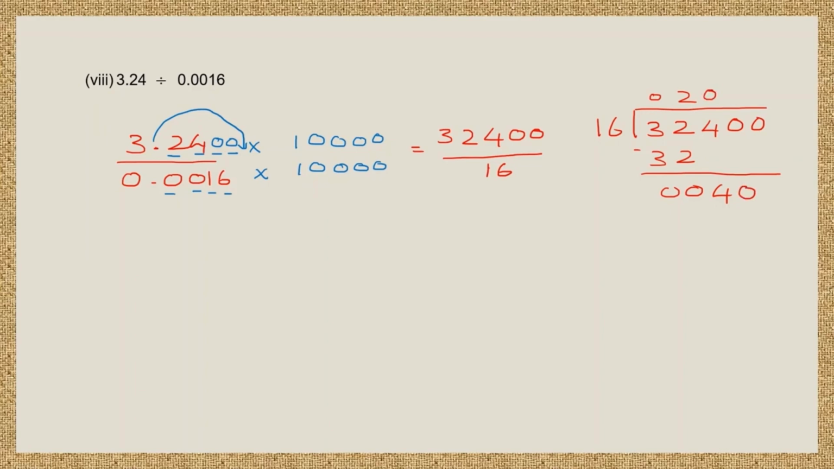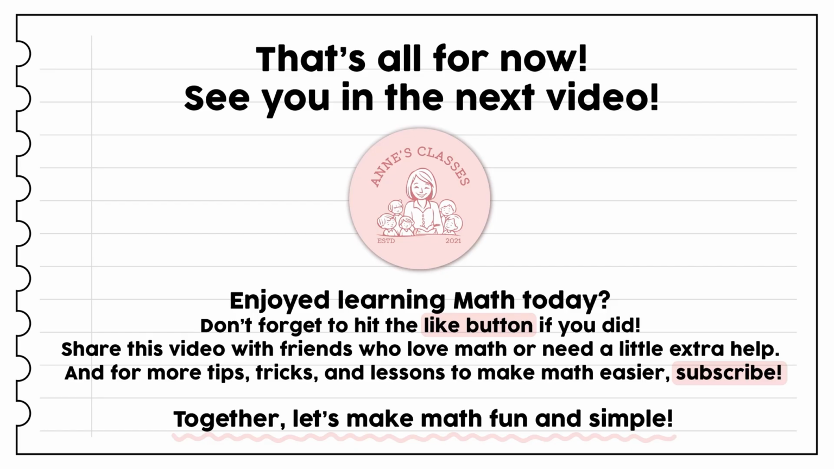So that's 40. Again, 16 twos are 32, minus, I need to borrow, so this becomes 3, this becomes 10. 10 minus 2 is 8. 0, I bring down the 0. 16 fives are 80, minus, so I've got my answer. My answer is 2025.